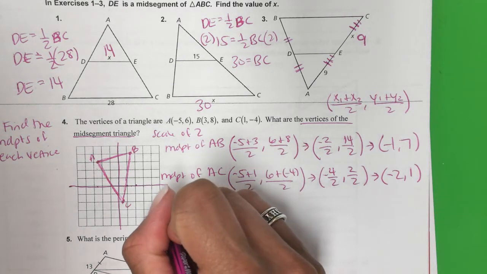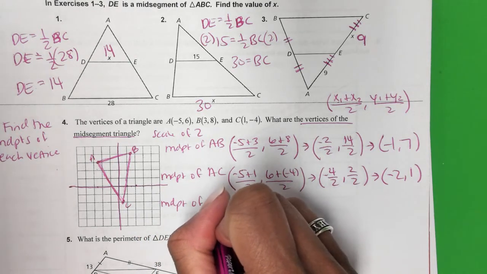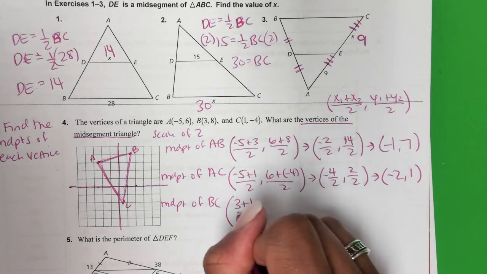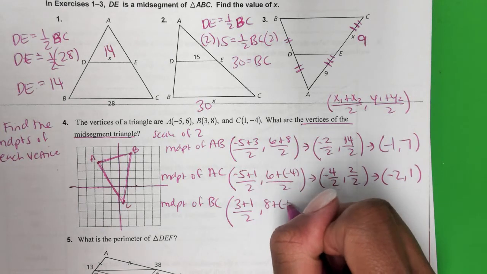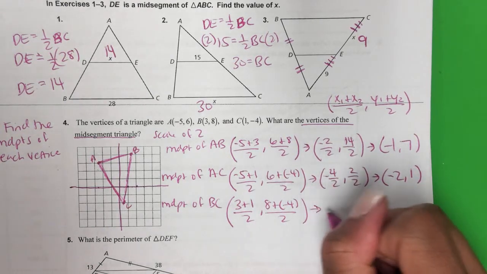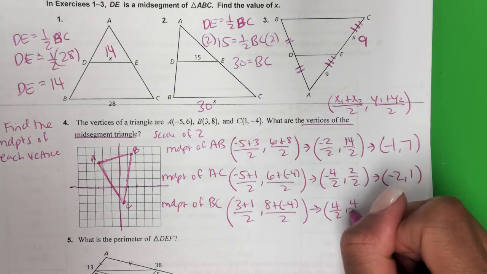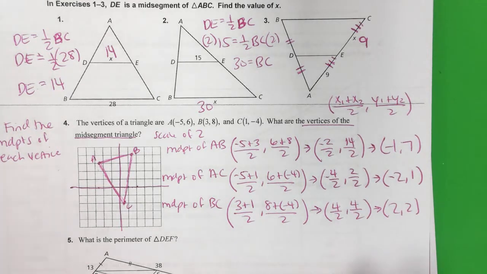And now I need to find the midpoint of BC. So I have 3 plus 1 all over 2. And I have 8 plus a negative 4 all over 2. So I have 4 over 2 and 4 over 2, which is the same as 2, 2.